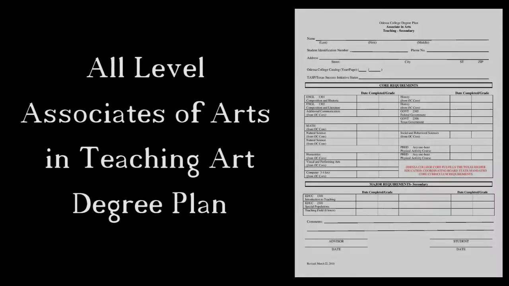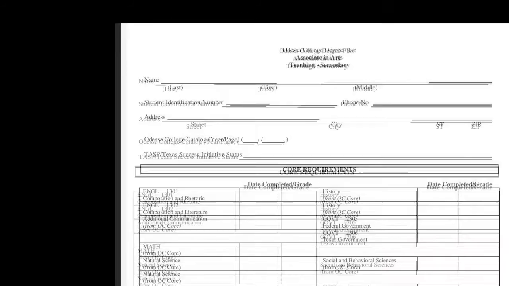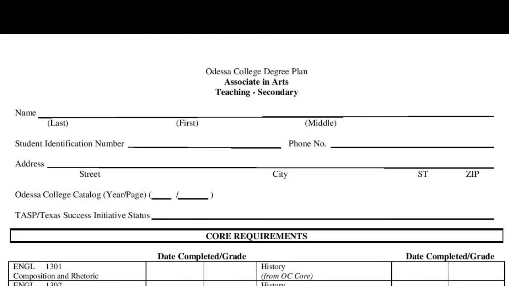Let us look at the all-level Associates of Arts in Teaching degree plan. The Art Teaching Certification can be used to teach art pre-K through 12th grade. At the top of the degree plan, you will notice information about yourself. When we personally meet, we will fill in this information together.